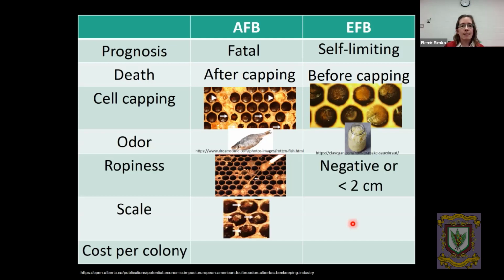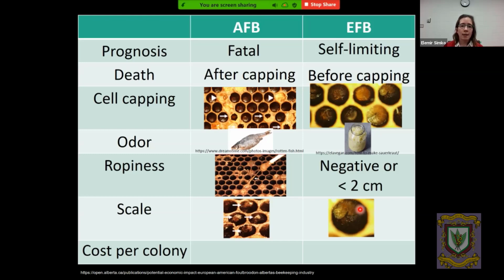Both of these diseases can produce scale. However, the scales are different. So the scale with American foulbrood is typically on the lateral sides of the brood cell walls, and is difficult to remove. In contrast with European foulbrood, the scale is rubbery and C-shaped and will typically be on the bottom of the brood cell.